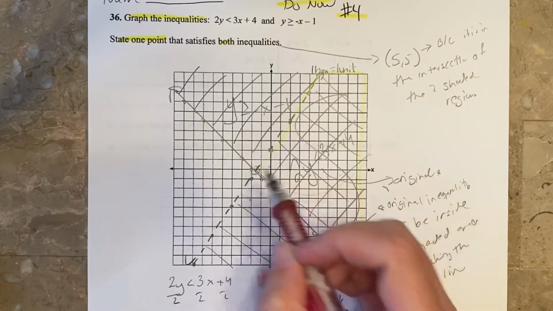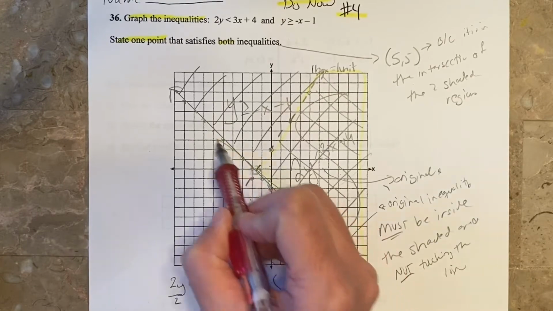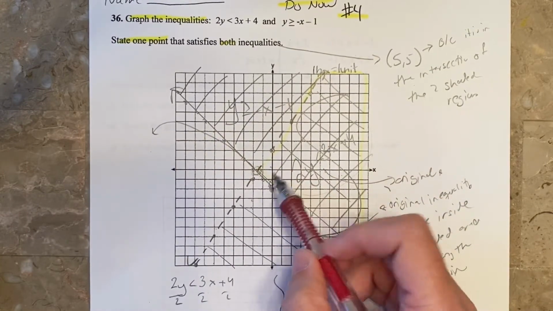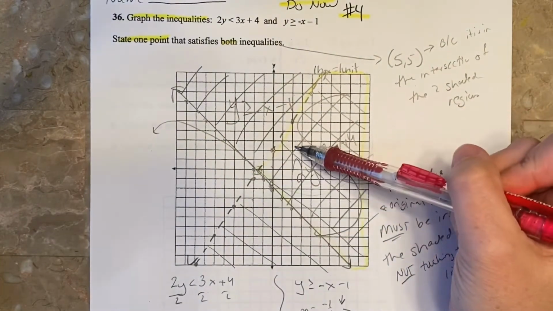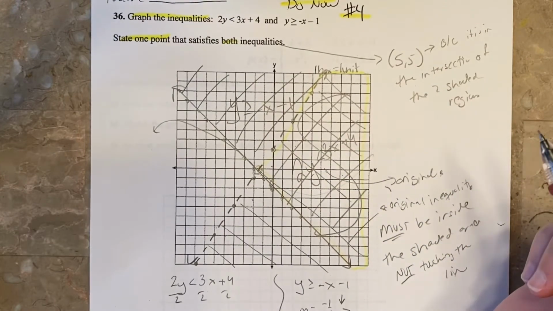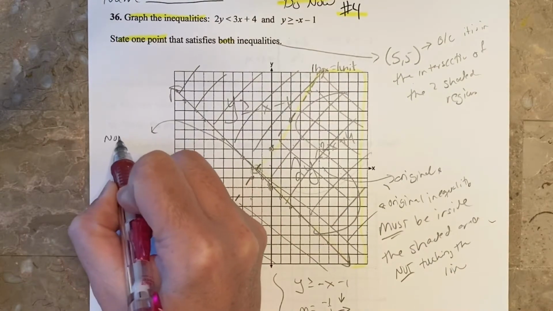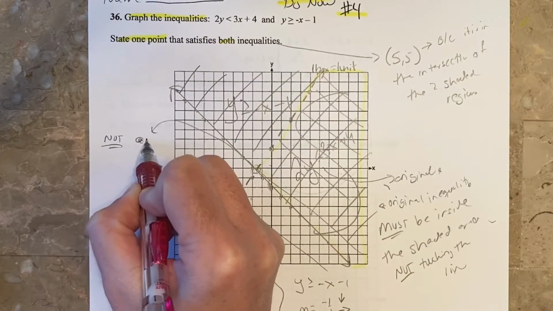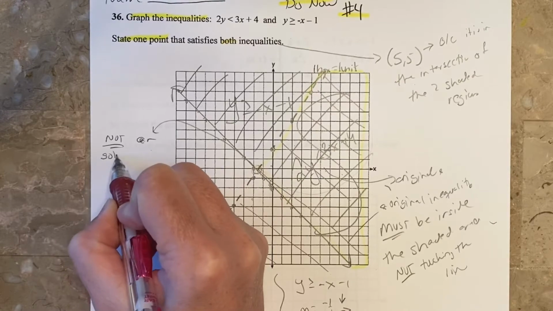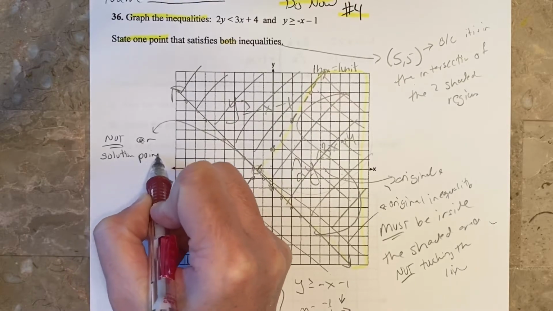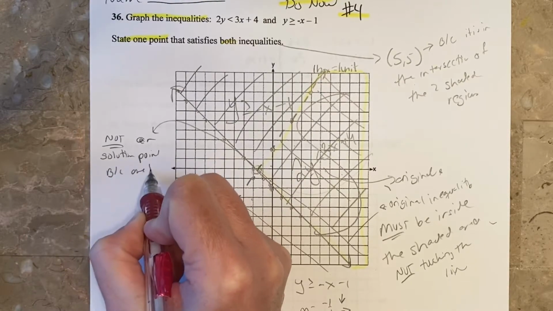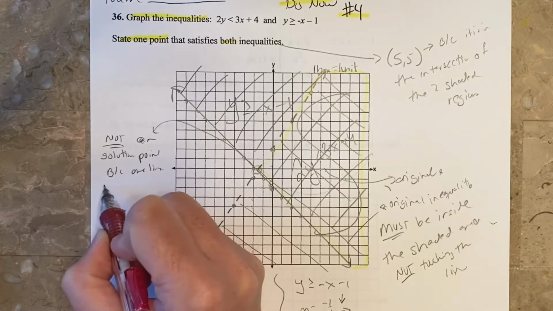here, this point. Sometimes the Regents will ask you about the intersection, and they want to know if that would be a solution. So because you have one solid and one dotted, do you think it's a solution? Hopefully you said no, because dotted does not mean equal. So I'm going to write this over here, not an answer or not a solution point, because one line is dotted.